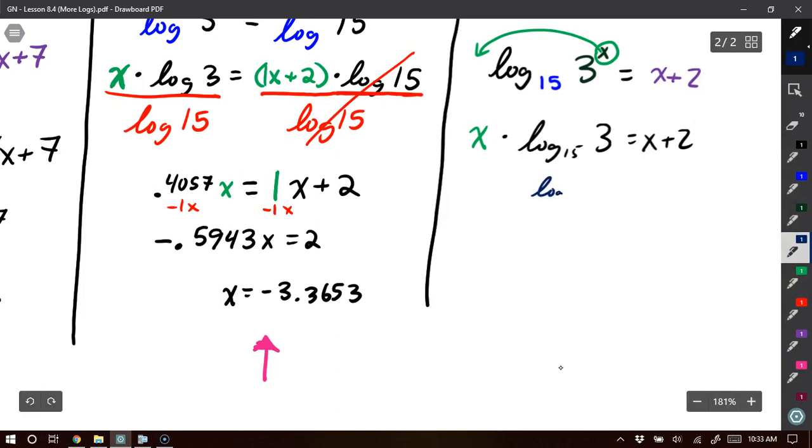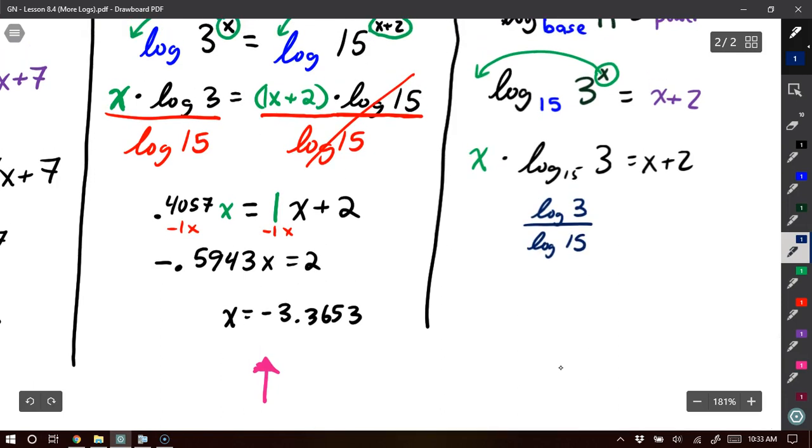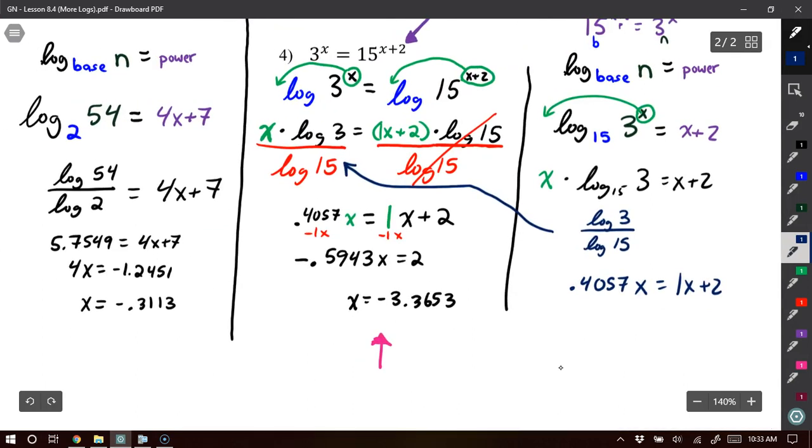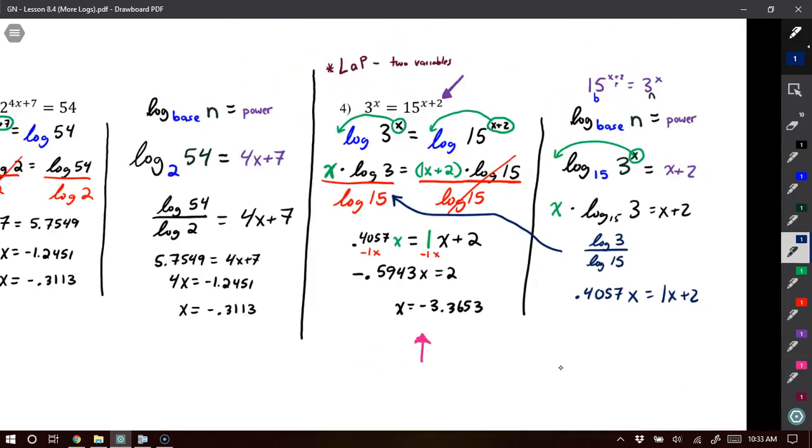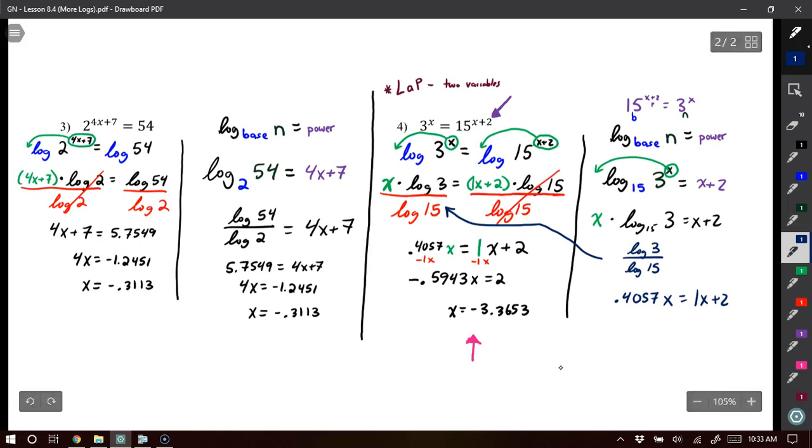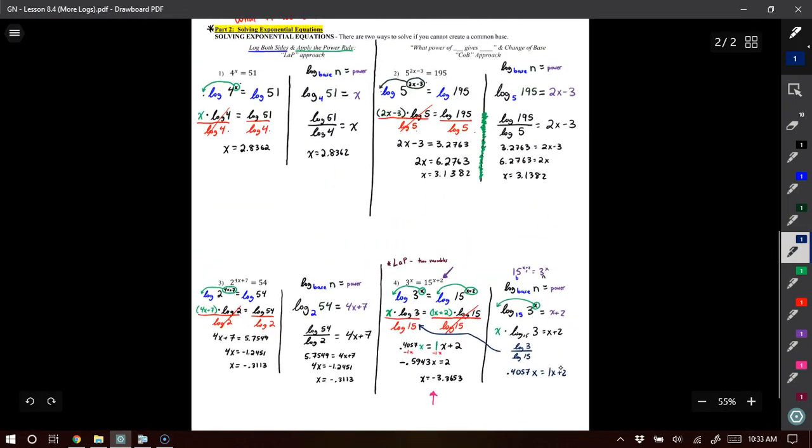I can do log of the number divided by log of the base. And notice that is this step right here. I'm going to get 0.4057x equals, and I'll put the 1 there, 1x plus 2. So the steps do line up. It's more complicated. It's not as safe as the other one. So your choice. Do the log of power approach, or you can do the change of base approach.